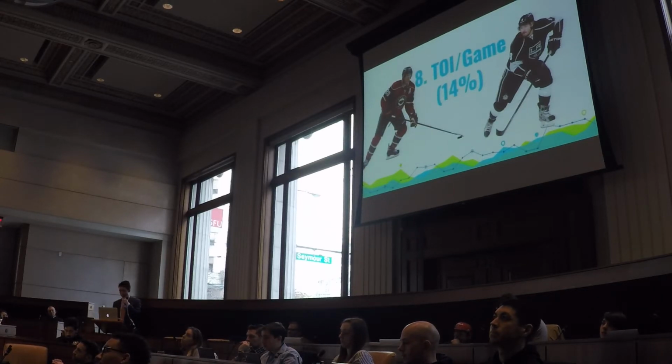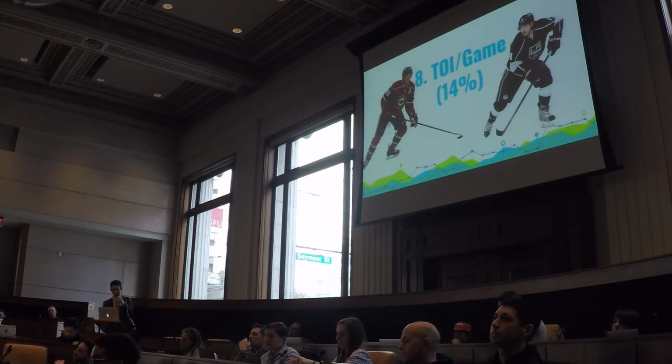If Provorov, for example, played second or third pairing minutes like Robert Hägg does, he would drop from the top 20 most valuable into just barely the top 50. So it's an essential part of the game, an essential factor in my value weightings.